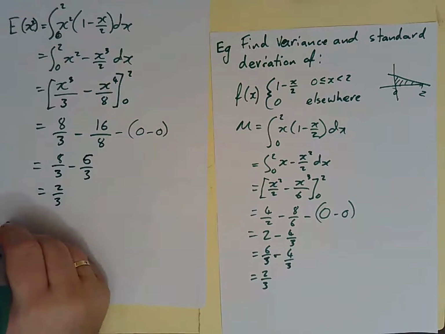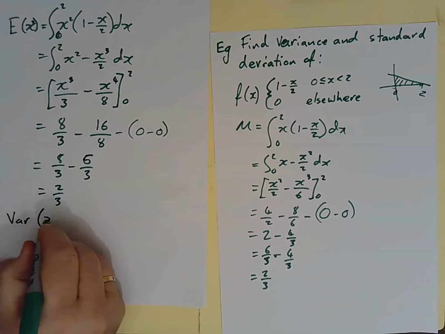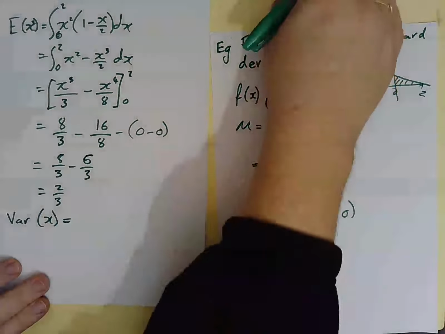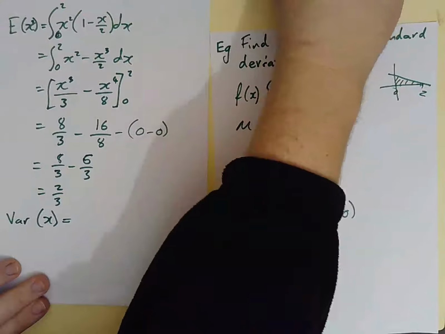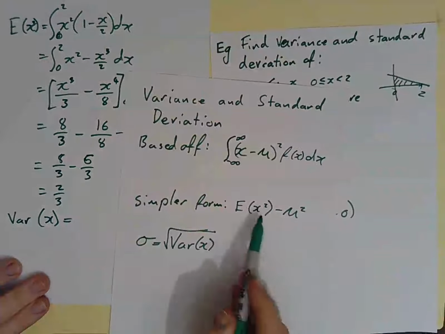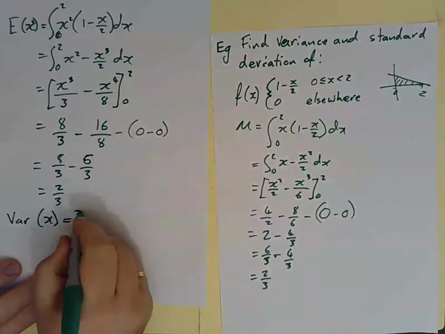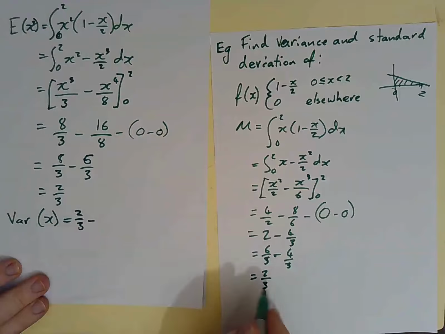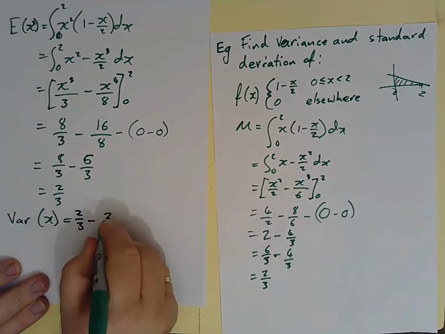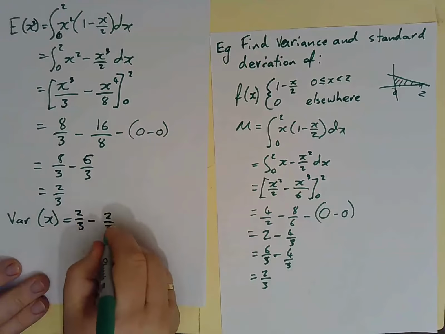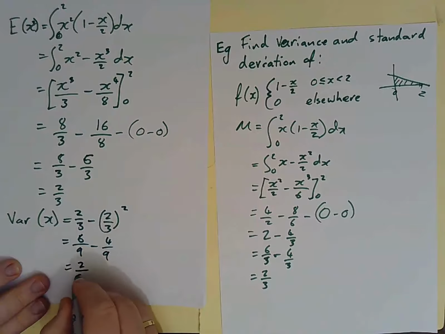And so now I want my variance. Well, the variance, if we remember back to our formula, is the expected minus the mean squared. So it's going to be 2/3 minus 2/3 squared. So that's going to be putting it in ninths. It's going to be the times the top and bottom by 3 is 6/9 minus, and that's going to be 4/9. So that's going to be 2/9.